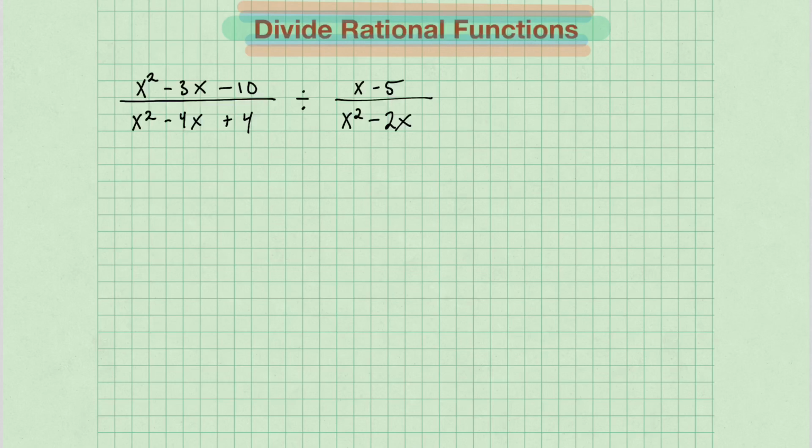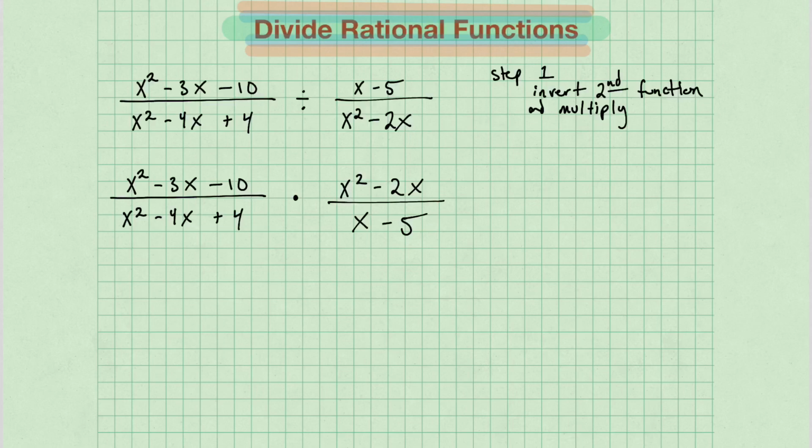Okay, so step number one, what we're going to do is flip this second rational function. We're going to flip it and change this to a multiplication sign. This idea is pretty much the same as when you have fractions. One fraction being divided by another fraction, you just multiply by the reciprocal. Those same rules apply to rational functions. All the rules that apply to fractions apply to rational functions.